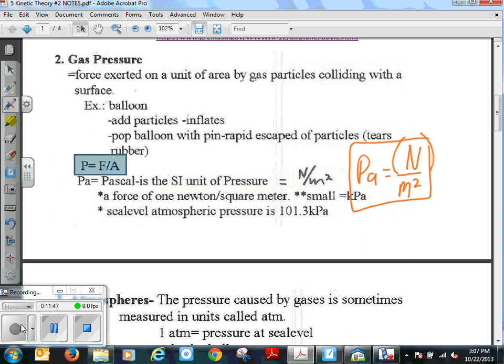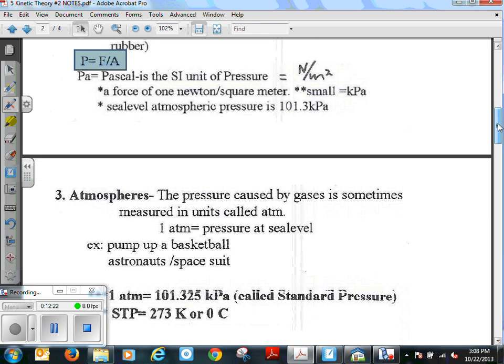Okay, so sea level. If you're at sea level, the atmospheric pressure is 101.3 kilopascals. A kilopascal is 1,000 pascals, right? So this is 101.3 kilopascals, the average pressure at sea level. Now, if you could see the atmosphere, it actually moves kind of like ocean waves do. So this is just an average. It would change per day.